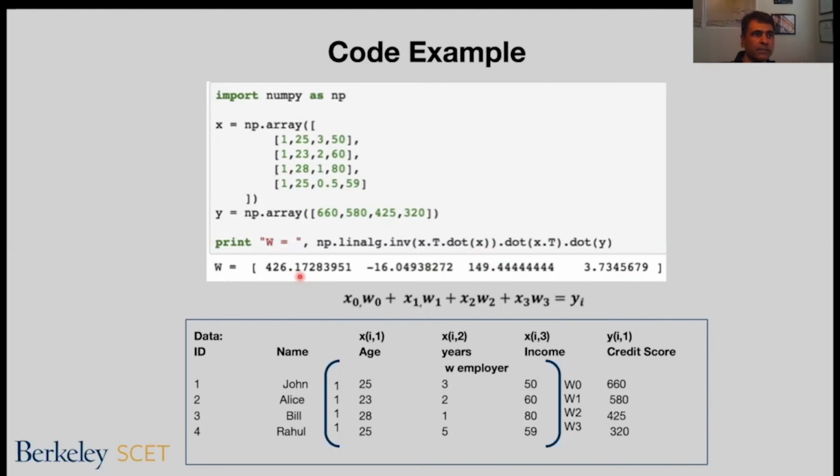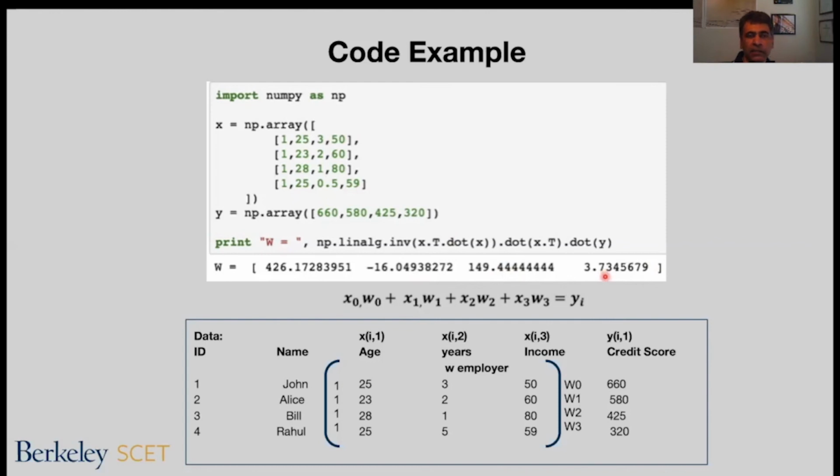So think of it this way: everyone's credit score turns out to have a bias, or a base, of 426 points. Then for every year you are older, you lose 16 points on your credit score. For every year that you've worked with the current employer, you gain 149 credit points. And for every extra $1,000 that you make, you gain 3.7 extra points on the credit score.